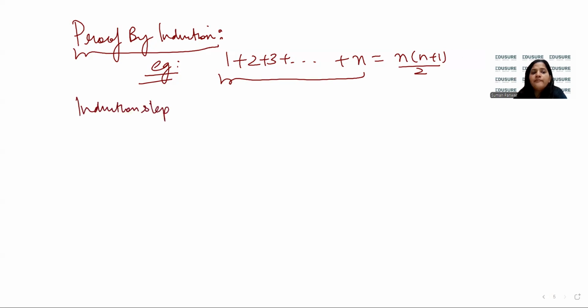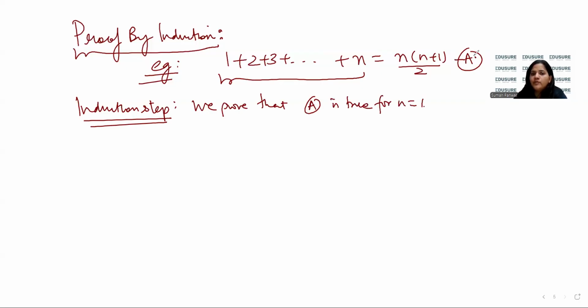In induction step, we prove that the statement, suppose the statement is A is true for n equals to 1. So if we have 1, so LHS is 1, RHS is 1 into 1 plus 1 by 2, which is 1. So it is true. After we pass the inductions, sorry, this is basic step. After we pass the basic step, we have induction step.